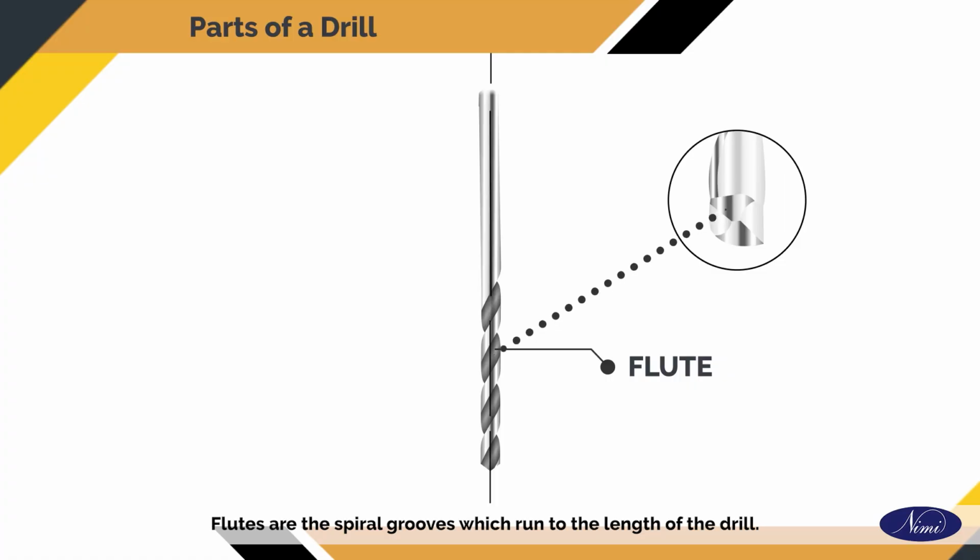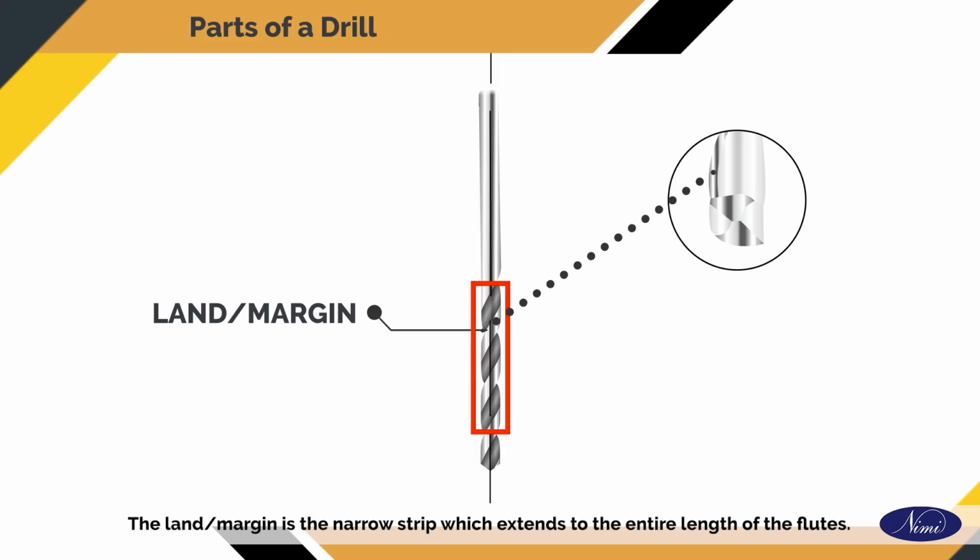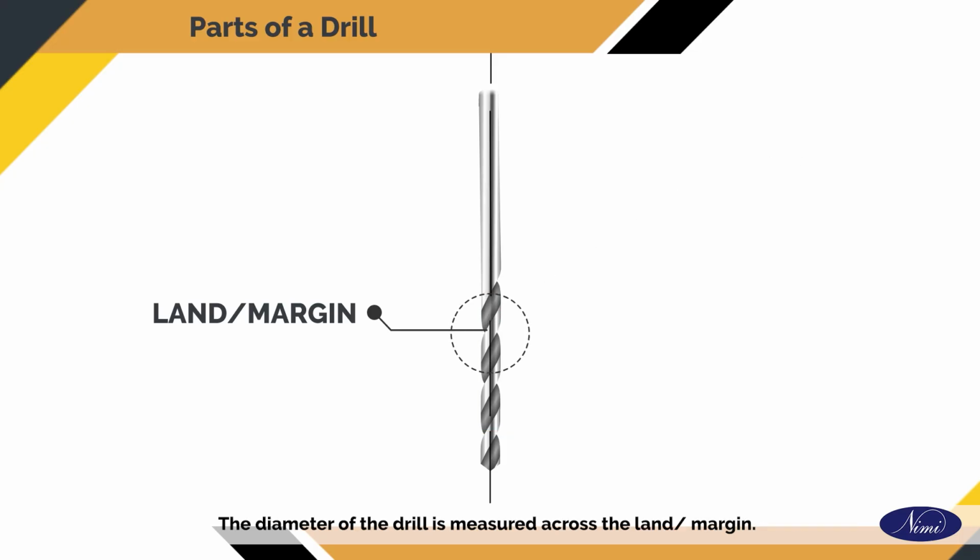Flutes are the spiral grooves which run to the length of the drill. Land or margin. The land or margin is the narrow strip which extends to the entire length of the flutes. The diameter of the drill is measured across the land or margin.